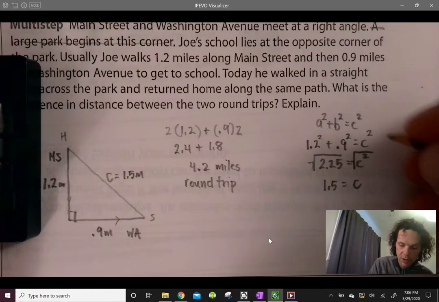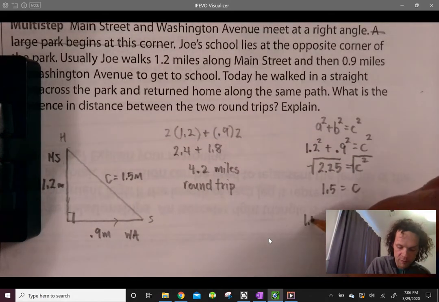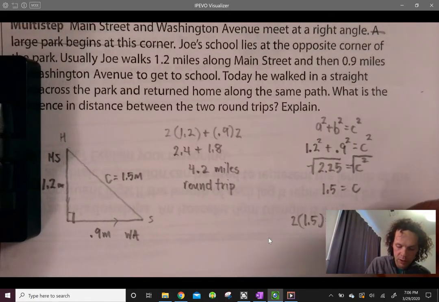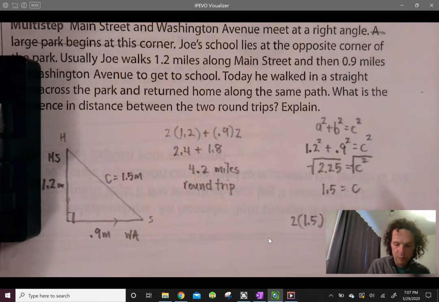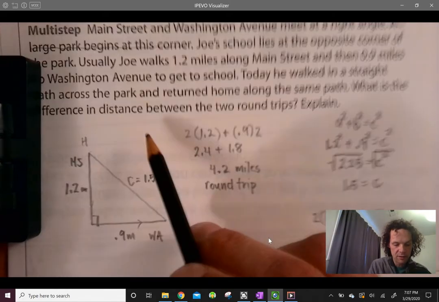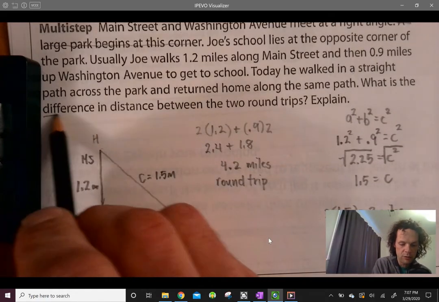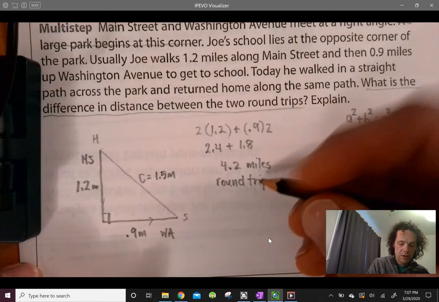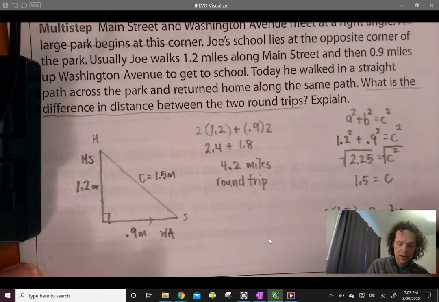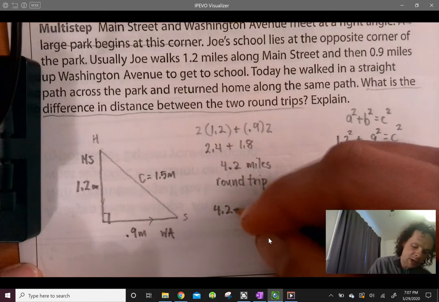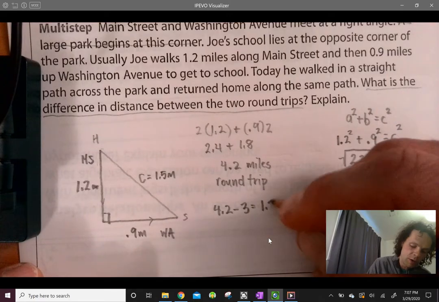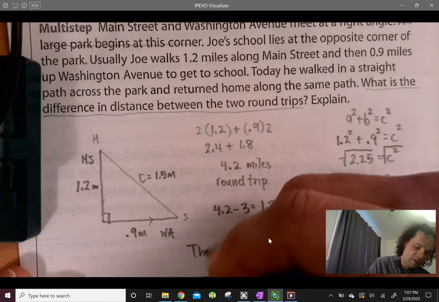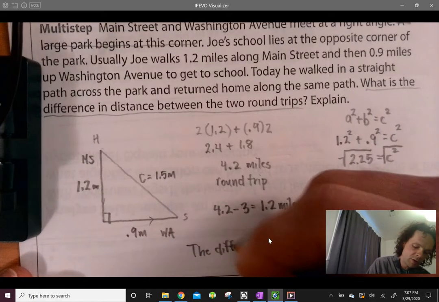Well, when he walks straight across the park and back, he does 1.5 times 2, which equals 3 miles. Now the problem is asking, what is the difference in distance between the two round trips? So if he walks around, he goes 4.2. If he walks straight across, he goes 3. So 4.2 minus 3 equals 1.2 miles difference round trip. So the difference is 1.2 miles.